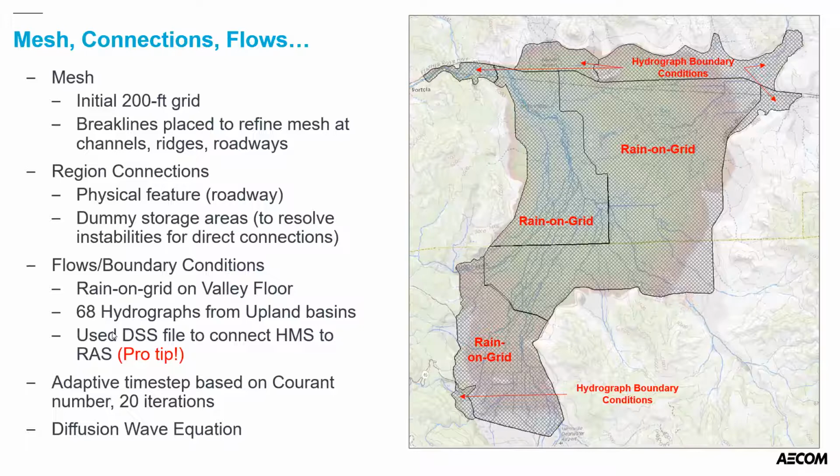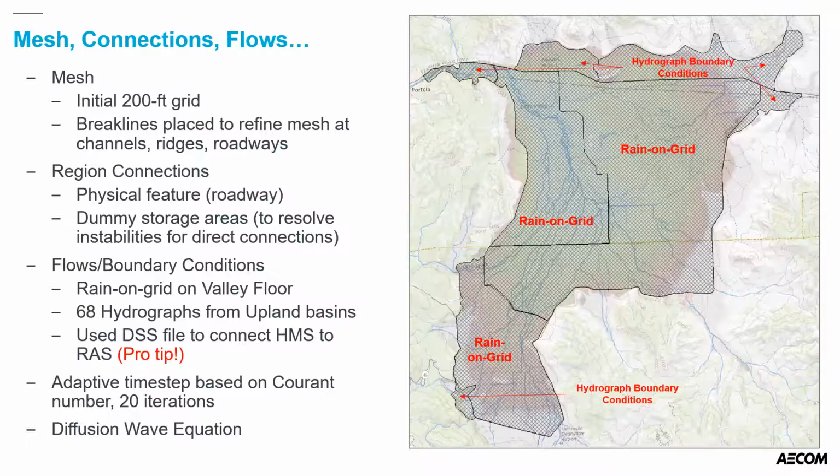Here's a pro tip. Our RAS team did not have to hand enter those boundary conditions, because holy moly, that would have been crazy. They used the DSS output from HMS, connected it into RAS, and basically were able to make that connection, connect those files for each frequency event and call it good. We of course back-checked everything, but that worked really well.